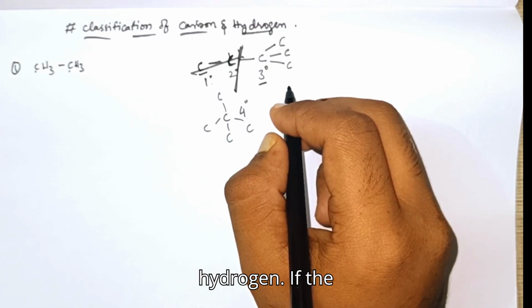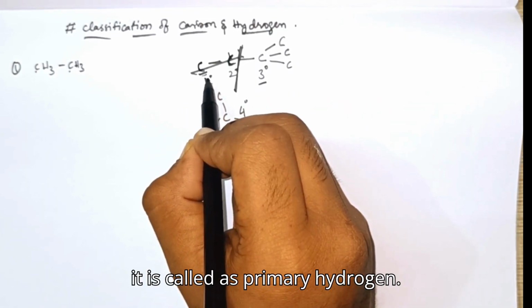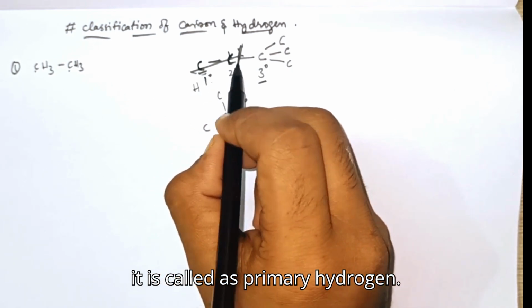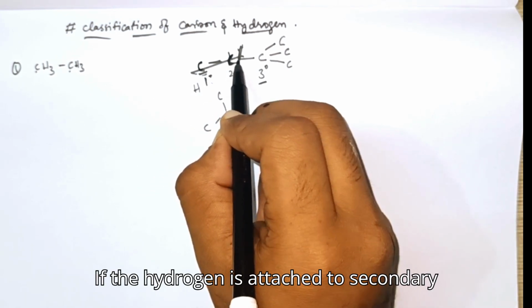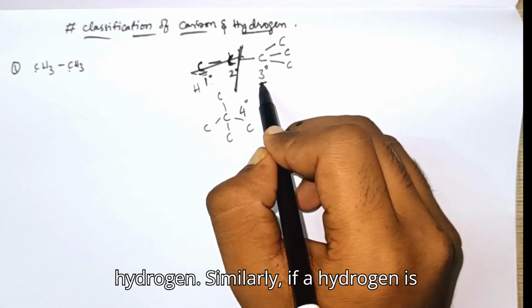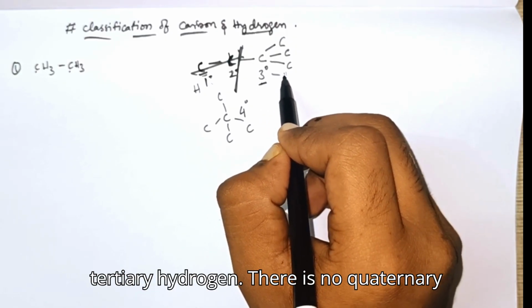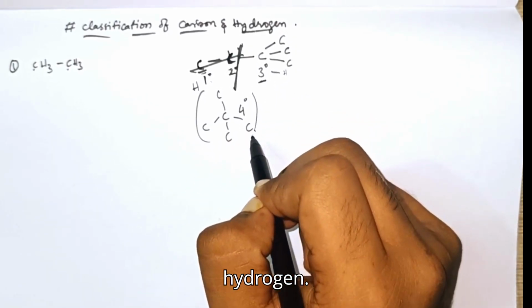hydrogen. If the hydrogen is attached to a primary carbon, it is called a primary hydrogen. If the hydrogen is attached to a secondary carbon, then it becomes a secondary hydrogen. Similarly, if a hydrogen is attached to a tertiary carbon, it becomes a tertiary hydrogen. There is no quaternary hydrogen.